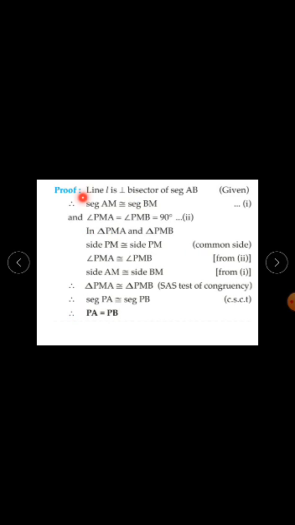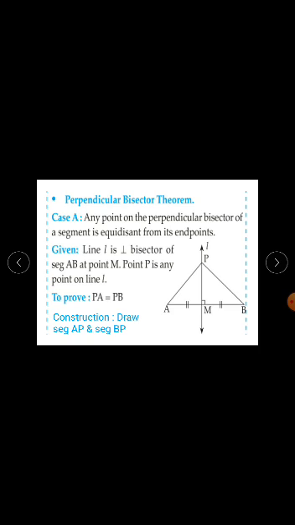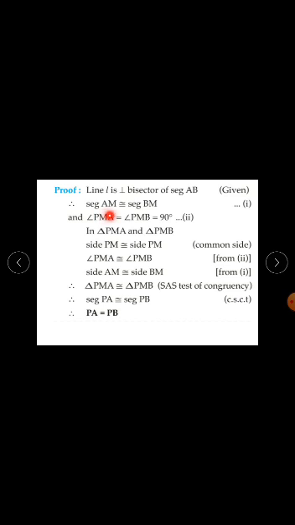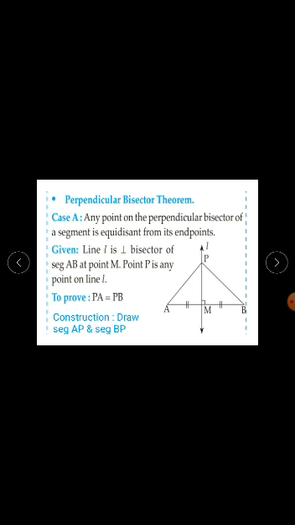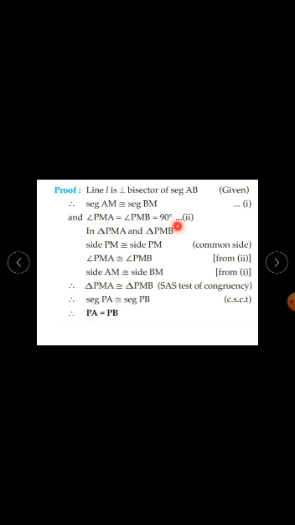Now the proof. Line L is the perpendicular bisector of segment AB, it is given. Therefore, segment AM is congruent to segment BM. This is your equation 1. And angle PMA equals angle PMB equals 90 degrees. This is your equation 2.